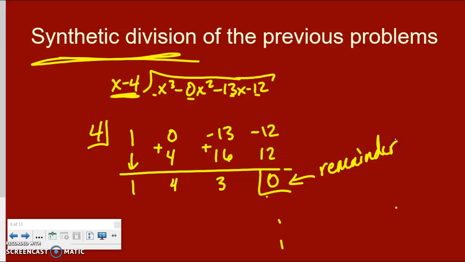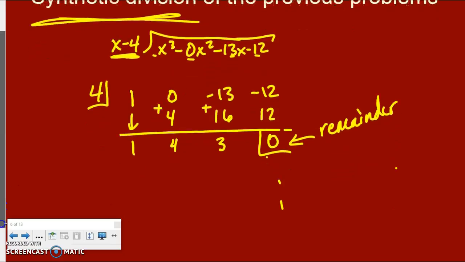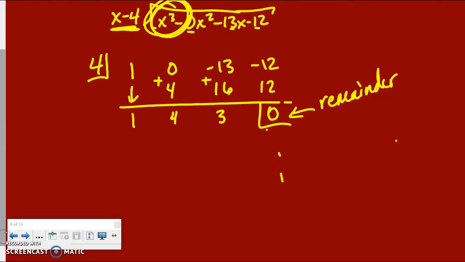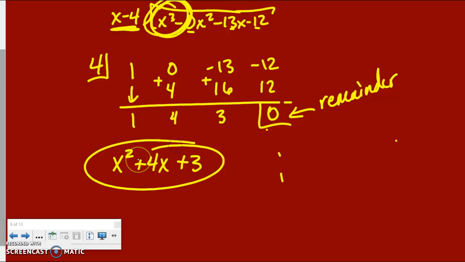If you notice back on the problem when we did it, our answer should have been something like, I think it was x squared plus 4x plus 3. Here are your coefficients. The nice thing is we started with an x cubed. Way up here it was x cubed. Whenever you do the division on synthetic, the exponent always goes down by 1. In other words, this means I have x squared plus 4x plus 3. That's your answer. That's what it should have been, I believe, in the first problem. That's what it is now. I think this process is a little bit better.